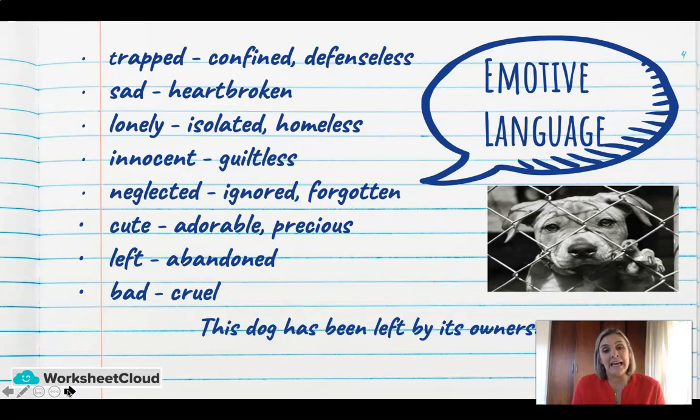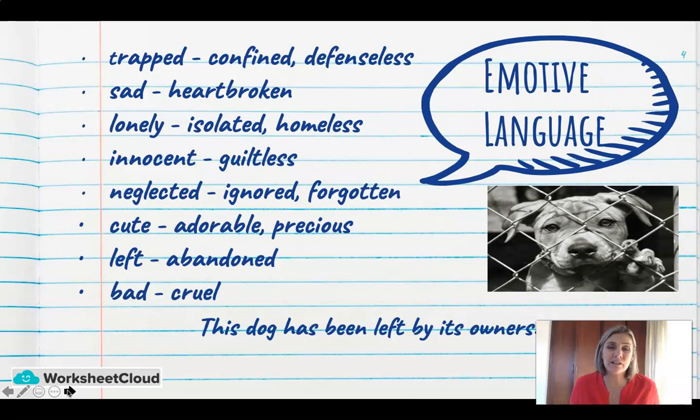Right. If you take a look at that picture, I hope you thought of words like perhaps the dog is trapped or behind a fence, perhaps he's been left alone, he's got his little paw on the fence, or perhaps he's feeling sad. There's a whole lot of things that we can gain from that picture. And I hope you came up with some of these words, like maybe he's trapped. An even better word for that is confined, defenseless, so he can't get out.